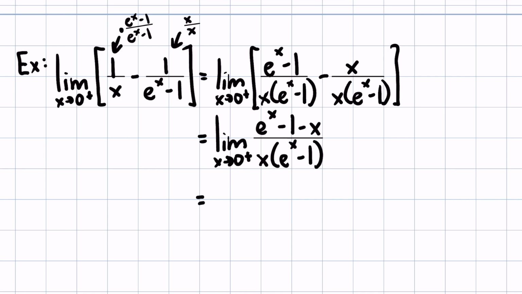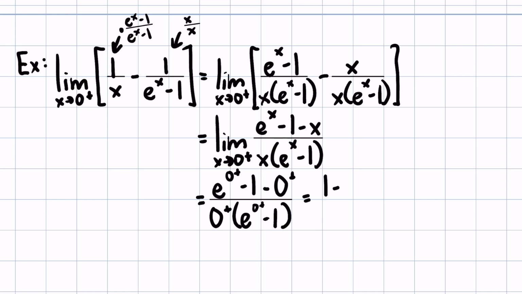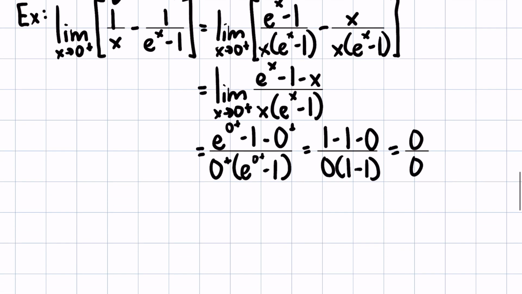When we plug in 0 from the right, we're going to have e to the 0 from the right minus 1 minus 0 from the right over 0 from the right times e to the 0 from the right minus 1. And e to the 0 power is just 1. So this becomes 1 minus 1 minus 0 over 0 times 1 minus 1, which comes out to 0 over 0. So we're in a form that we can L'Hopital. So now we're going to L'Hopital this here.